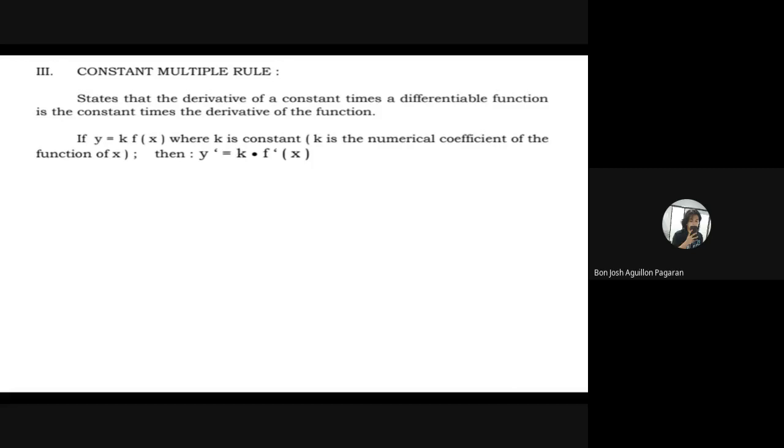So the constant multiple. The constant multiple rule states that the derivative of a constant times a differentiable function is the constant times the derivative of the function. So if y is k f of x, where k is a constant, then k is a numerical coefficient of the function of x. So ang derivative niya will be k times f prime of x.